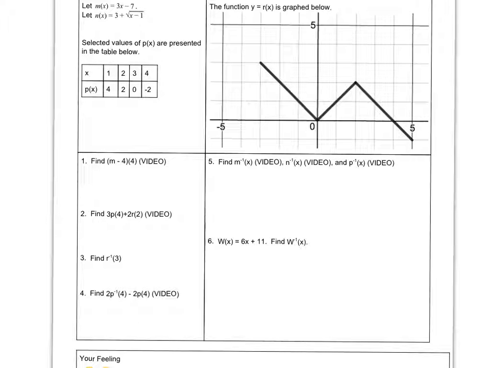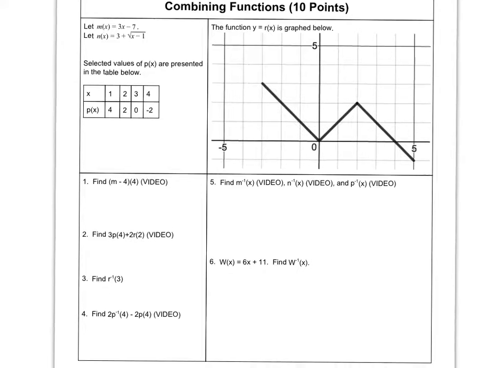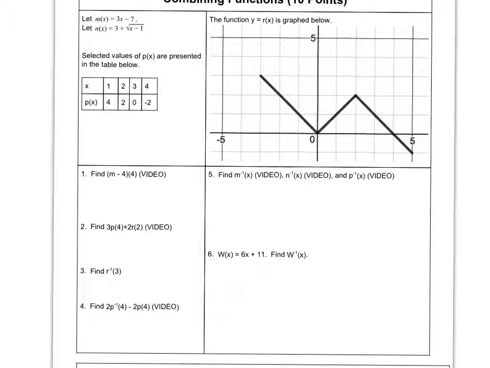First up, we've got m minus 4. That's interesting. I don't think that's supposed to be a 4. I'm pretty sure that's supposed to be an r. So I will make that change before I print this, because I haven't done that yet. So m minus r of 4 means m of 4 minus r of 4.